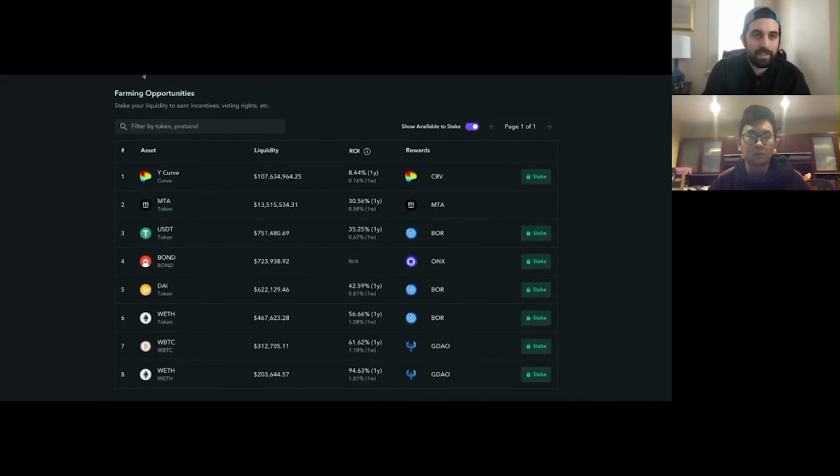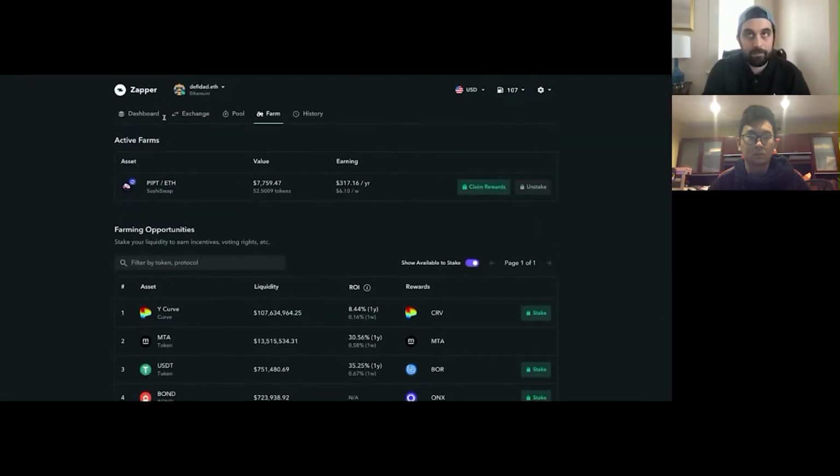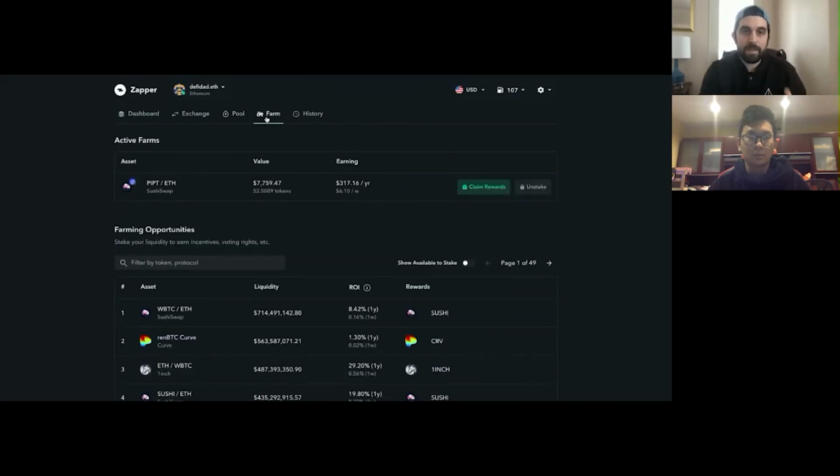So that's a more straightforward example, I think, of me providing liquidity. That's the pool tab, and then me being rewarded for providing that liquidity and strengthening the future success of the protocol.